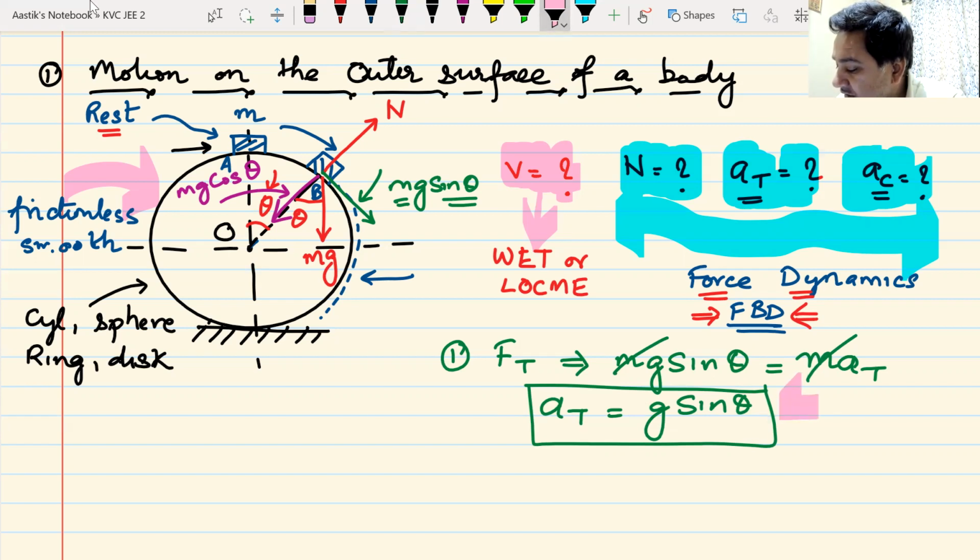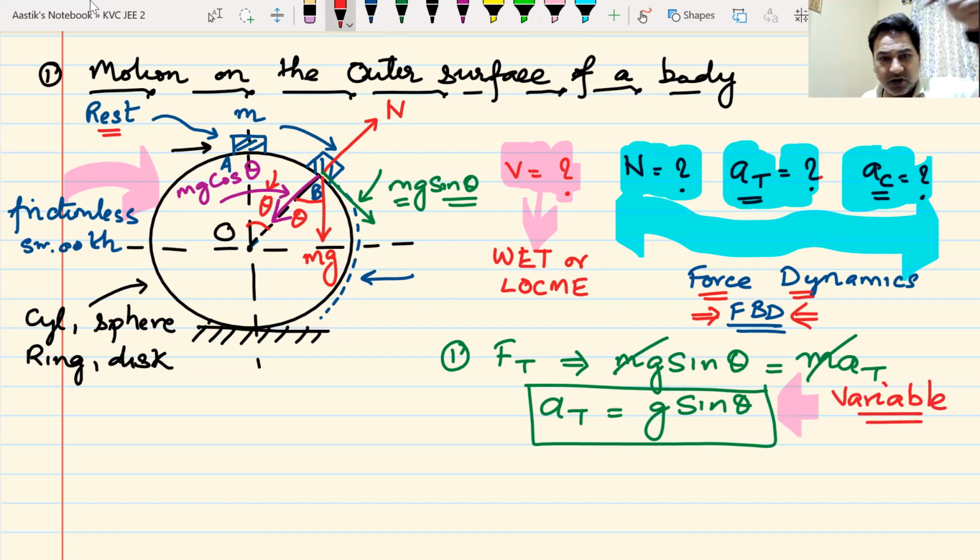Is it constant? Varying in the direction, sir. It is varying in direction. What about magnitude? This is a variable acceleration. It is definitely varying in direction because at all points it is changing direction. What about the magnitude? Is it constant in magnitude? Yes, sir.